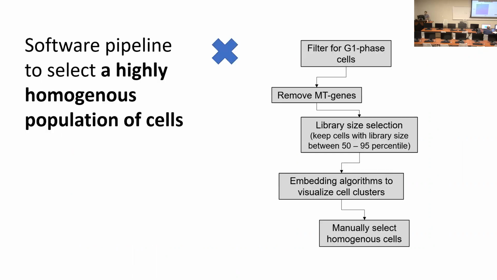So with this data, we filter out the other phases, only keep the G1 phase cells, remove mitochondrial genes and library size effects, and we make sure they're in a very narrow region, and select the cells there. And then we do this embedding. Then we manually selected a group of cells.